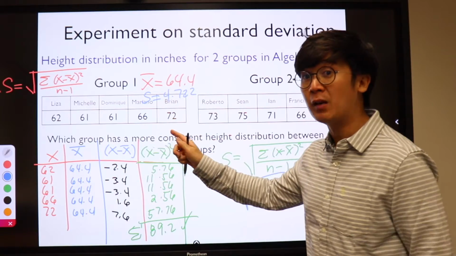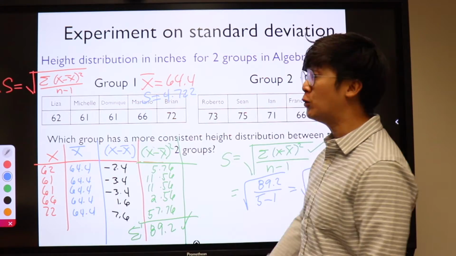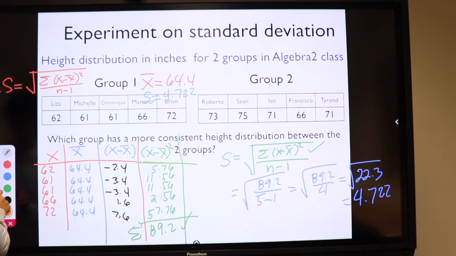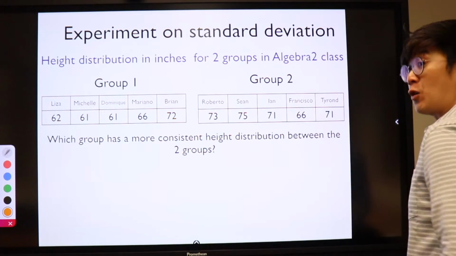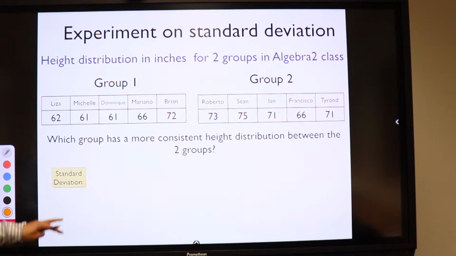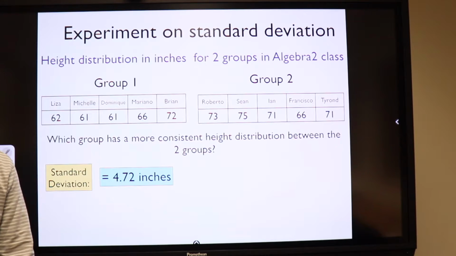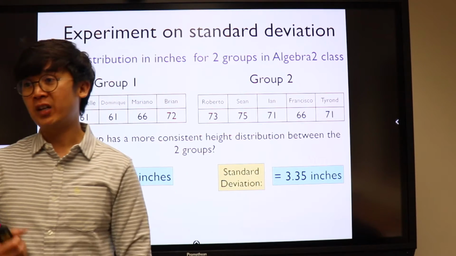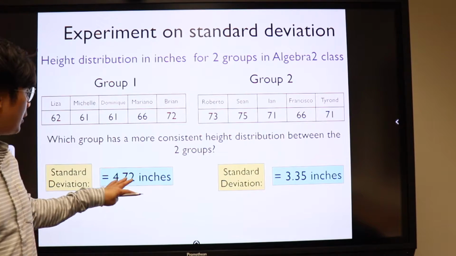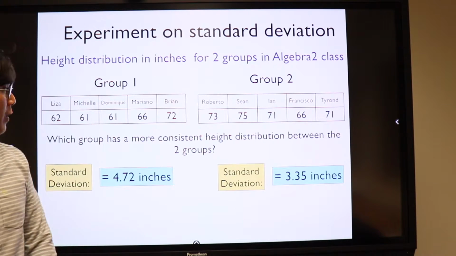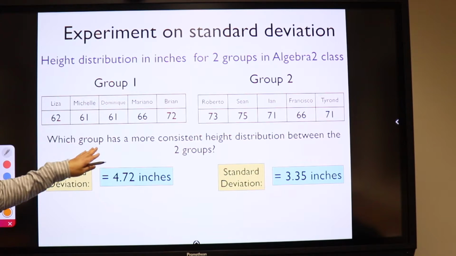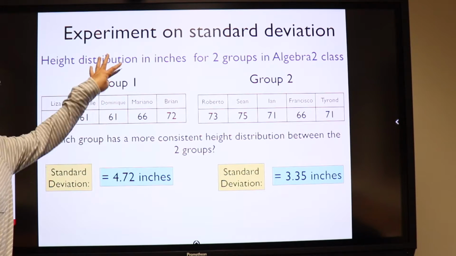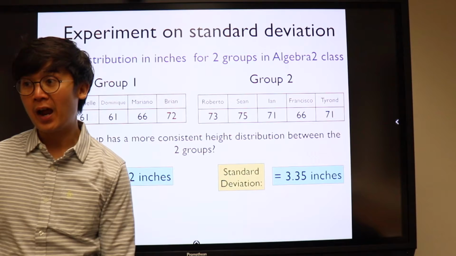So the standard deviation of my first group is 4.722. I need to compare the standard deviation of group 1 and group 2 so I can tell which one has a more consistent height. I'm not going to compute for the second one because I already have the answer. So let's compare the values. My first group standard deviation is 4.72 inches, and the second group standard deviation is 3.35 inches. By just looking at their standard deviation, can you answer which group has a more consistent height distribution? Do you think it's the first group or the second group, and why?